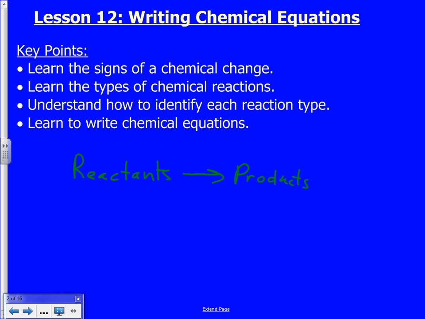Okay, so you would have something like this. A plus B gives you C plus D. Things are chemically different on the other side. These are your reactants right here. These are your products on this side. Just so you know the terminology of reactants and products, because we're going to use those terms all the time when we're talking about chemical reactions. Questions so far?